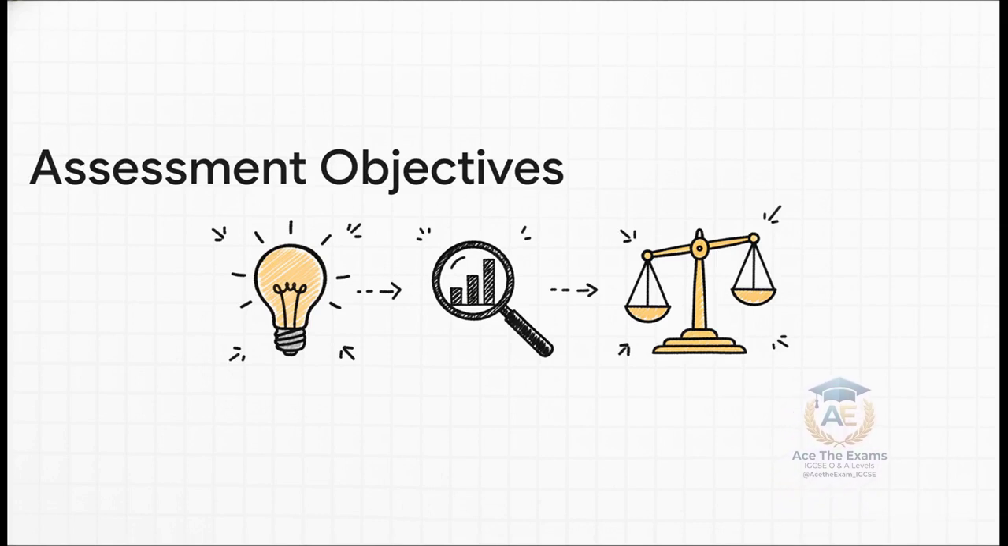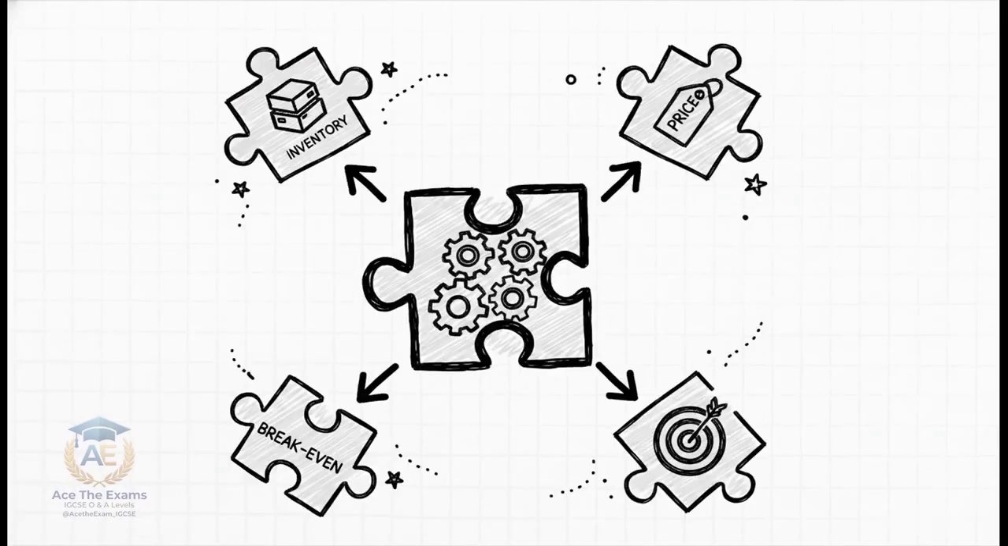Here is the hard truth. To get the top grade, you can't just be an Alex and you can't just be a Sam. Successful candidates demonstrate clear, balanced competence across all 3 of these domains. You have to calculate accurately, yes, but you also have to argue effectively. And this brings us to a secret weapon for maximizing your AO1 and AO2 scores.